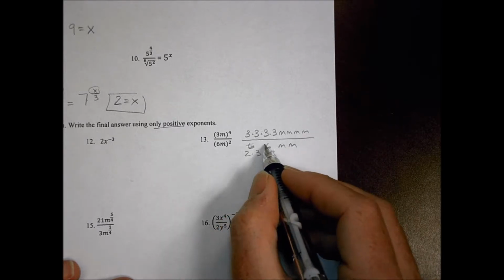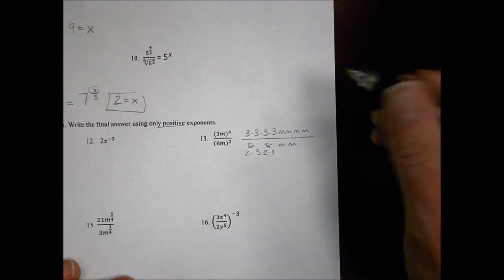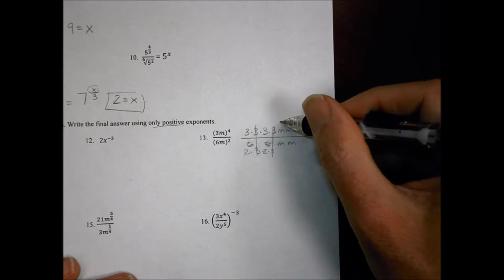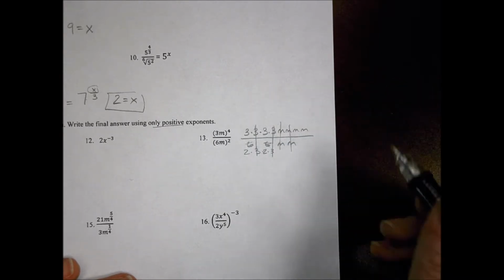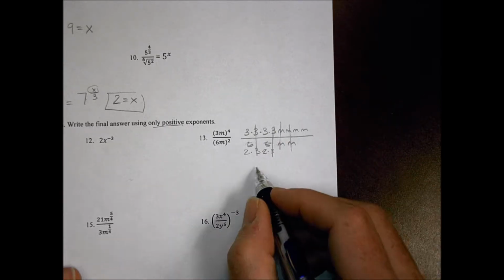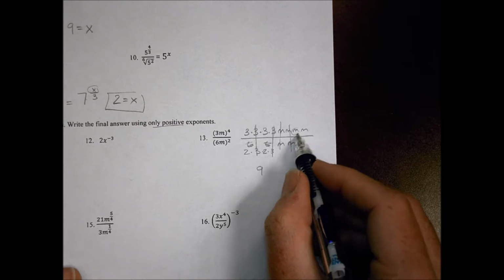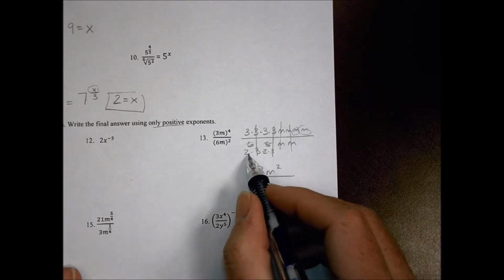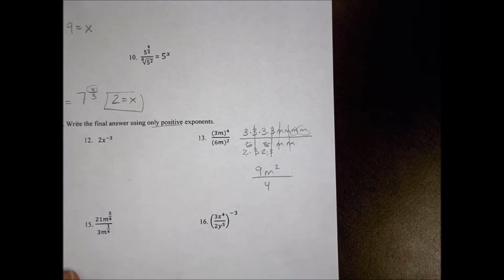Follow me there? So let's erase that. Now let's do some reducing. I can eliminate a 3, 3, an m, and an m. And what am I left with? I'm left with 3 times 3 is 9. I'm left with 2 m's up here, so m squared. On the bottom I have 2 times 2 is 4. So I could do it that way. That's kind of a long way of doing it, but that's kind of the idea of what you're after.